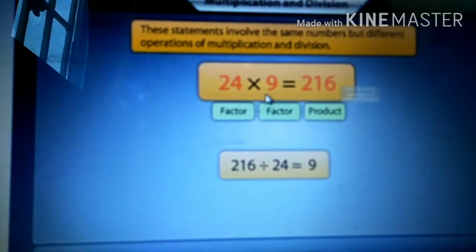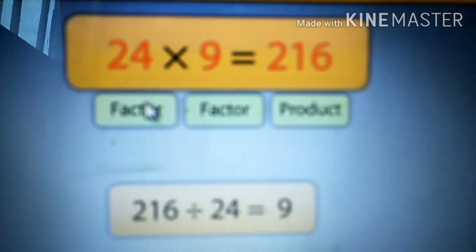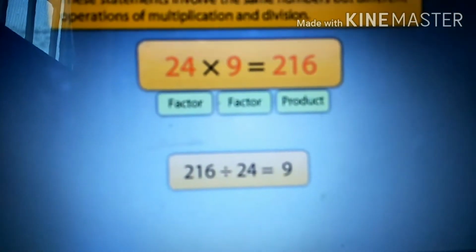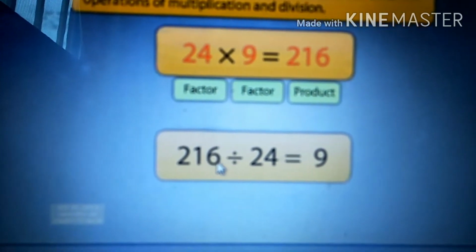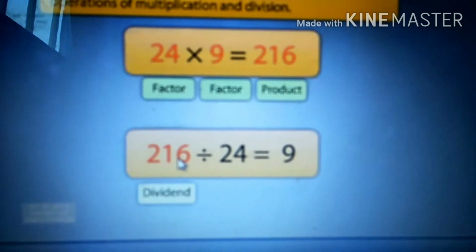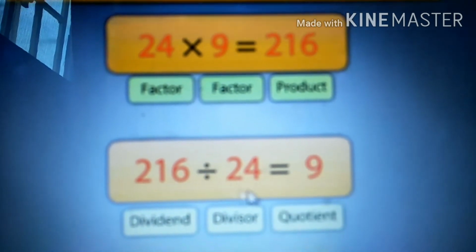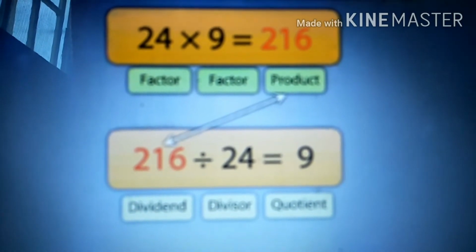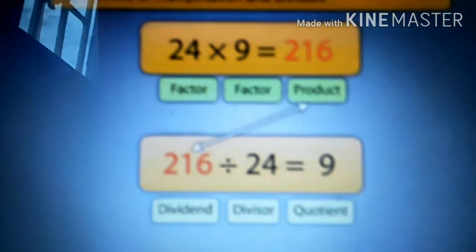Here the 24 and 9 are factors. It gives the product 216. So when we multiply these two factors, we get the product. Look how the product has become the dividend. One of the factors has become the divisor and the other factor has become the quotient. This shows multiplication and division are related to each other. Let us explore the relationship further.